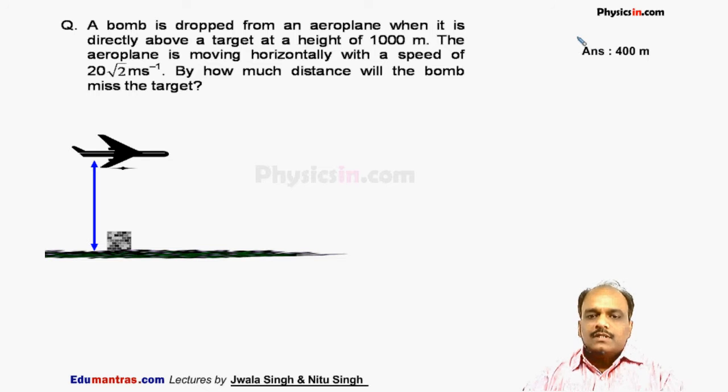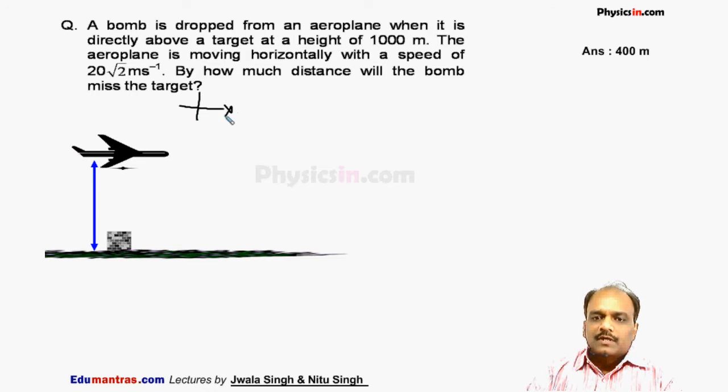Now, this is an aeroplane bomber which is moving horizontally. Let this be our x-axis and this be our y-axis. At this instant, this is the target where we have to drop this bomb. Now when we drop this bomb, let the bomber be moving with speed v0. It is given as 20 root 2 meter per second.